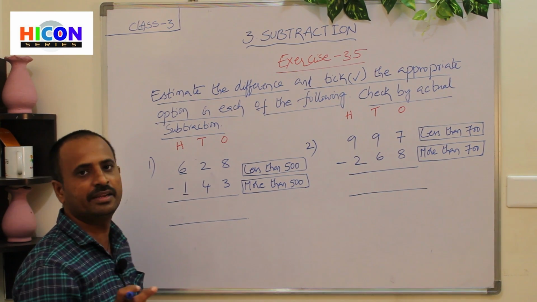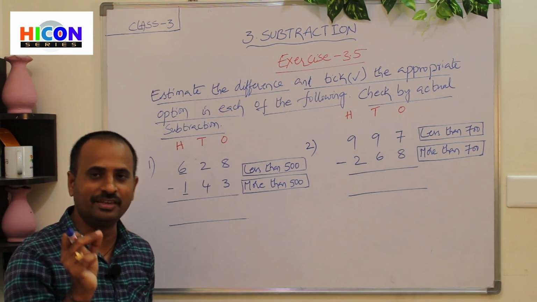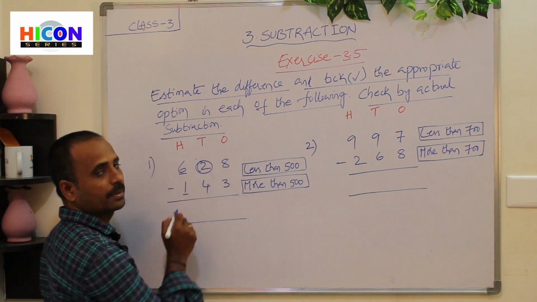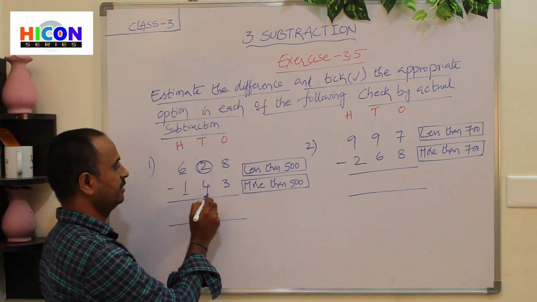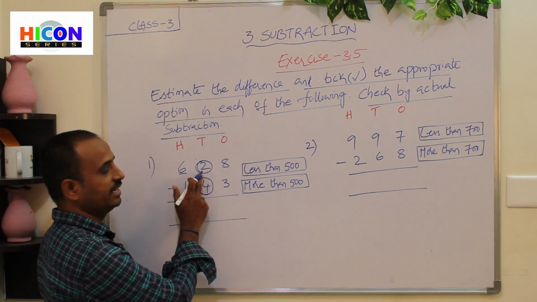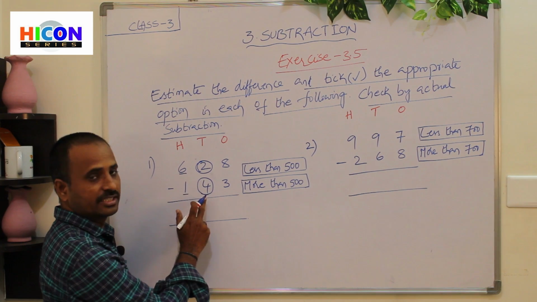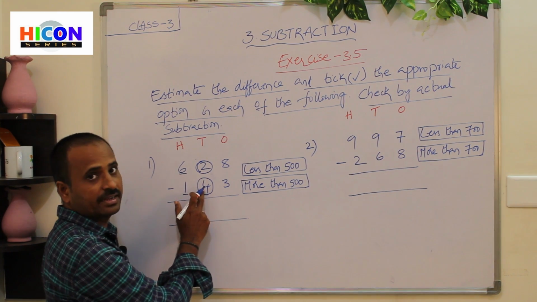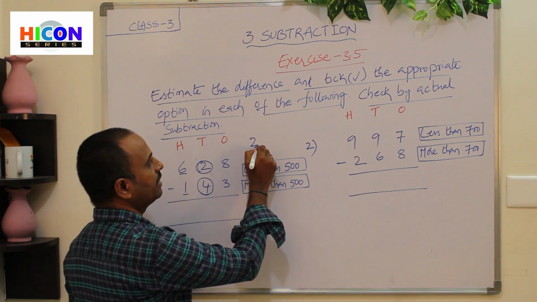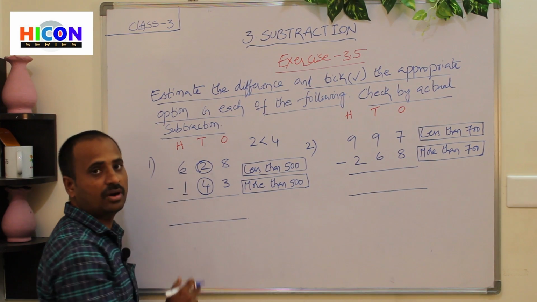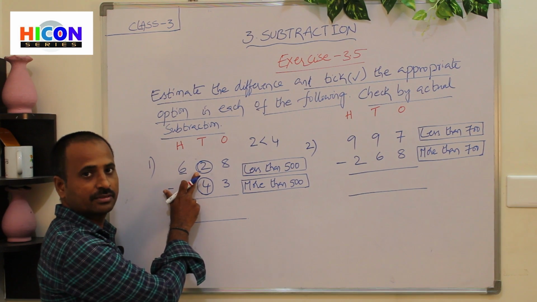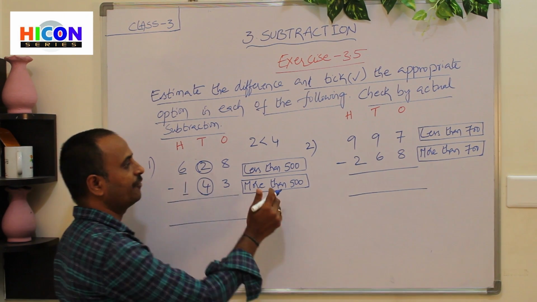How can we easily estimate? By using a simple technique, that is, check the second digit in both the numbers. What is the second digit here? 2. And what is the second digit here? 4. So 2 is lesser or greater? 2 is less than 4. That is, 2 is the smaller. So if the first number has a smaller digit, then it is less than 500.